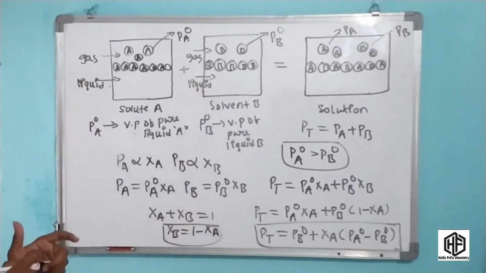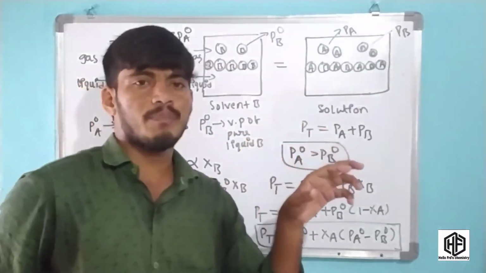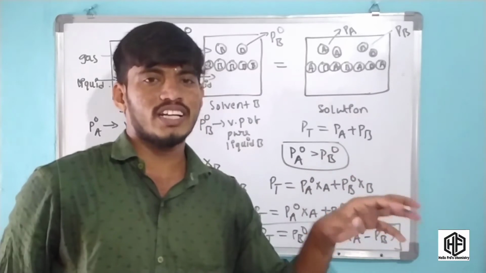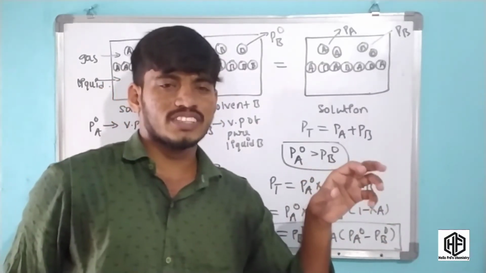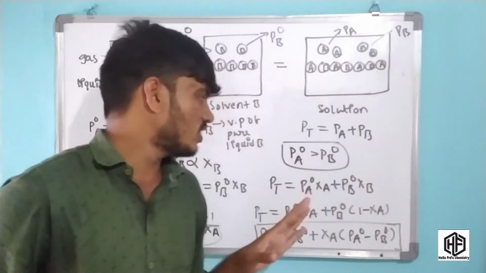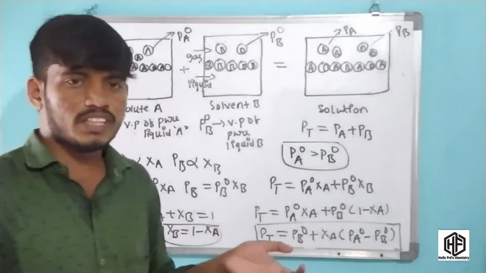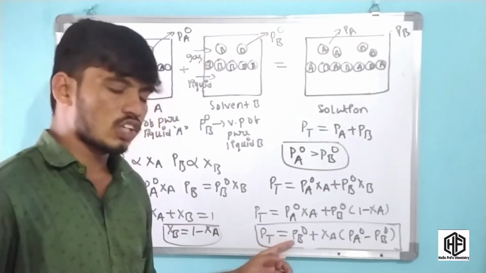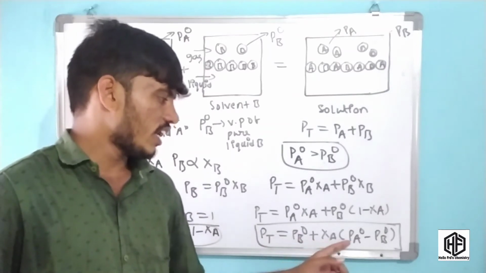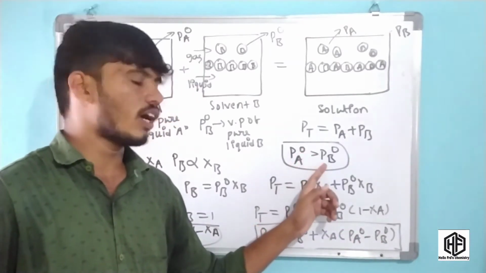This is the concept of Raoult's law. Raoult's law says that the partial vapor pressure of each component is directly proportional to the mole fraction of the component present in that solution. Okay, friends, this is the concept of Raoult's law. Now we have to calculate the total pressure of the solution. We use this formula: PT is equal to PB naught plus zeta A into PA naught minus PB naught, in case PA naught value is very high compared to PB naught.